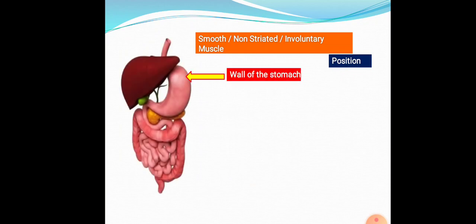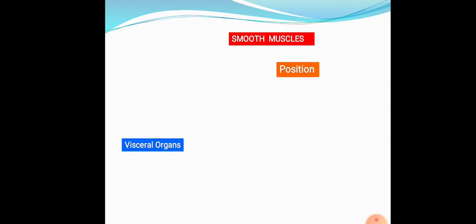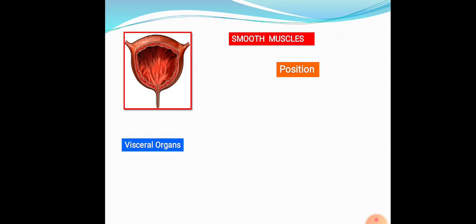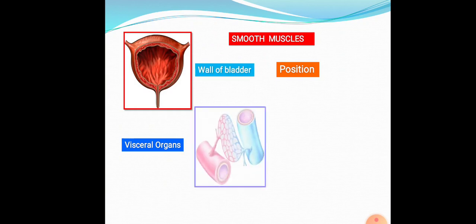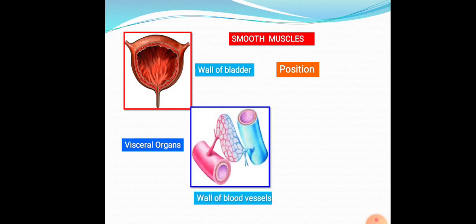Where do we see the smooth muscle? It is seen in the wall of the stomach, the wall of the intestine, and also in visceral organs like the wall of the bladder, and the walls of blood vessels are made up of smooth muscles.